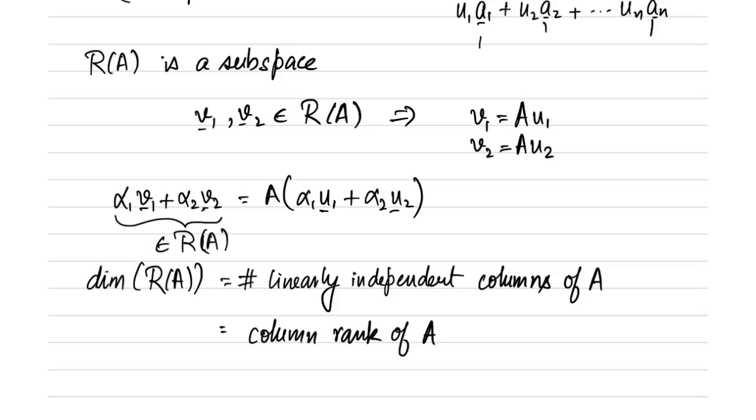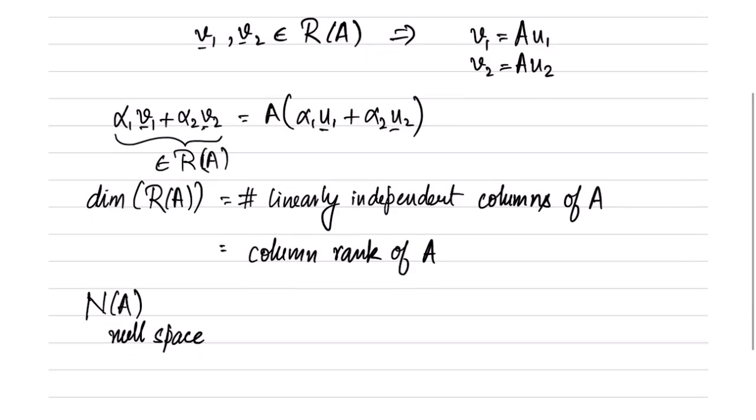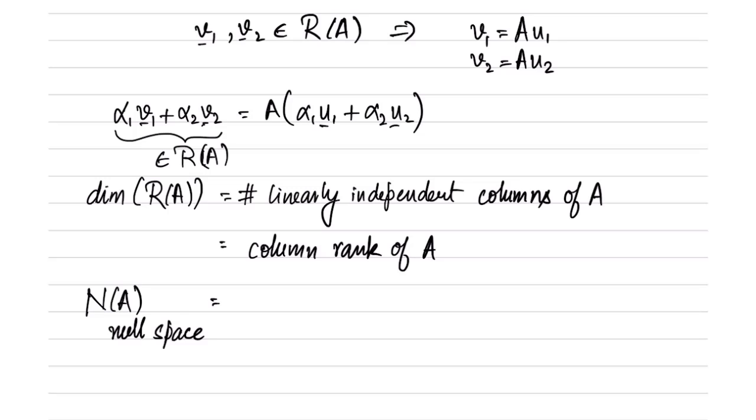In the same way as we have defined the range space of A, the other fundamental spaces of A can also be defined. The null space of A, so N of A denotes the null space, is defined as the set of all vectors u in Rn such that A times u is equal to 0. So all vectors that give 0 upon multiplying with A form the null space.